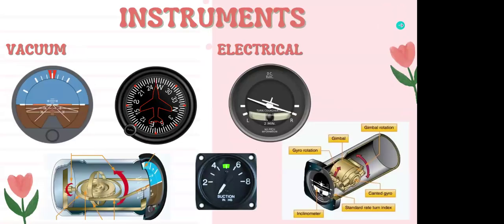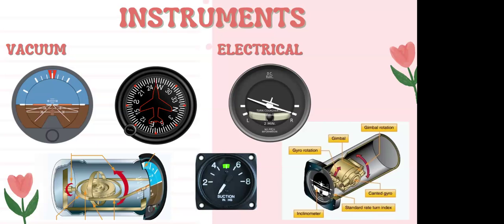Let's move on to the instruments, which could really be an entire lesson on its own, but I'm going to try and highlight some main points here. So in our flight instrument system, we have three main systems, I guess you could say, at work. And that's going to be our vacuum system, our electrical system, and our pitot-static system.